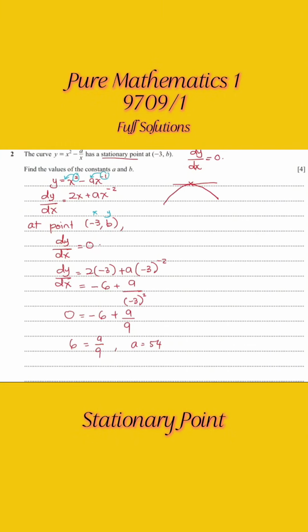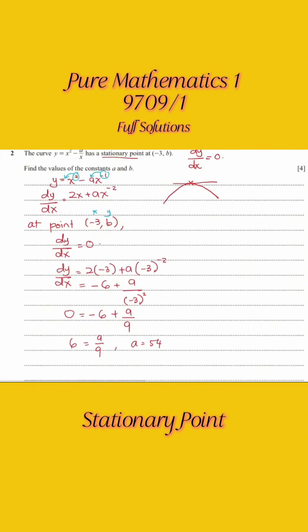Once you know that your a is 54, you can rewrite your equation with the value of a that you have found, which is y equals x squared minus 54 over x. To find the value of b, you just need to substitute the coordinate given to you, which is b, happening when your x is negative 3: negative 3 squared minus 54 over negative 3. Calculating this, you simply get 9 plus 18, that is 27. Okay, done.